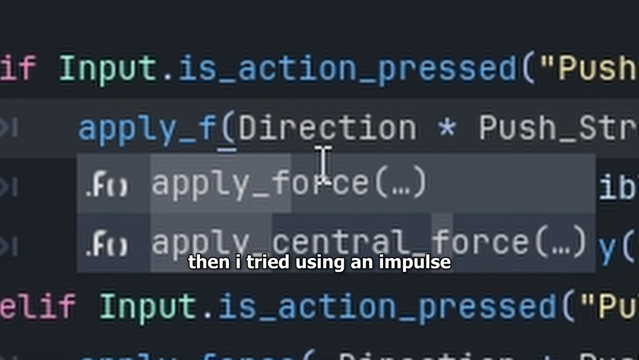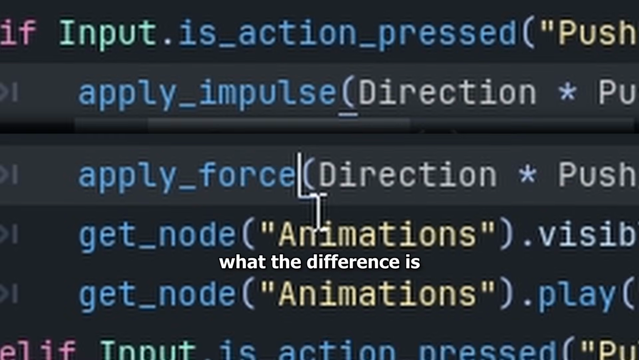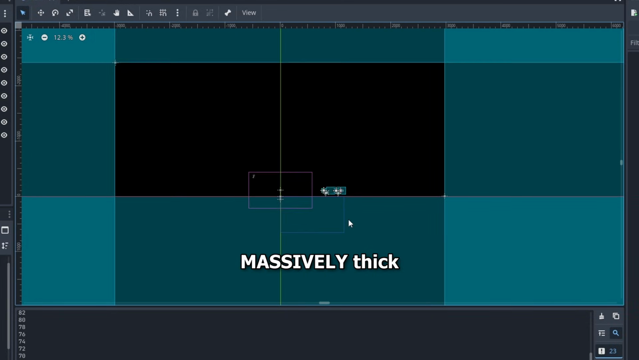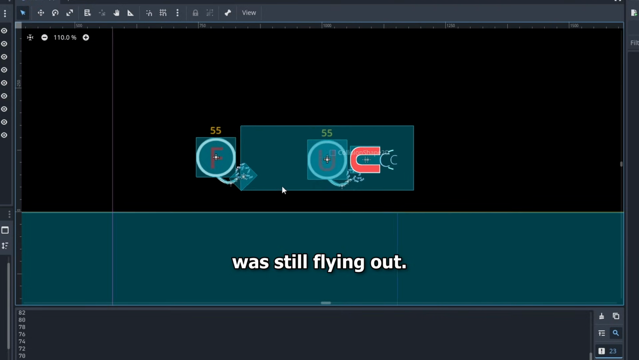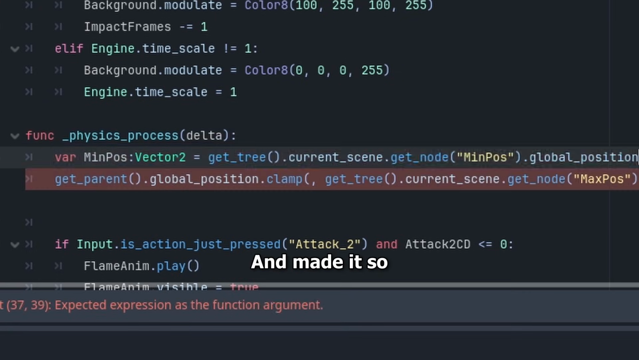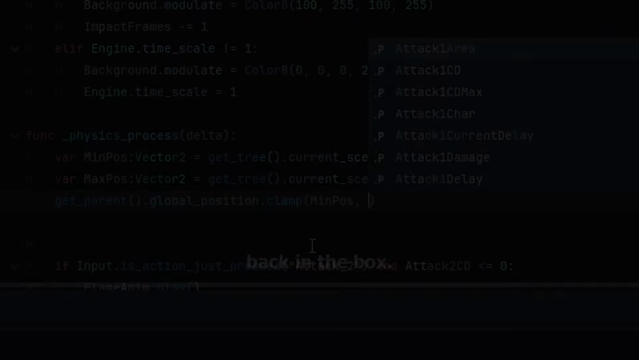Then I tried using an impulse instead of a force, which honestly I have no idea what the difference is between the two. But again, same results. So I made the walls even more thick, and I mean massively thick. But somehow the player was still flying out. And in the end I just applied the band-aid solution and made it so when the player gets out of bounds, he gets teleported back in the box.